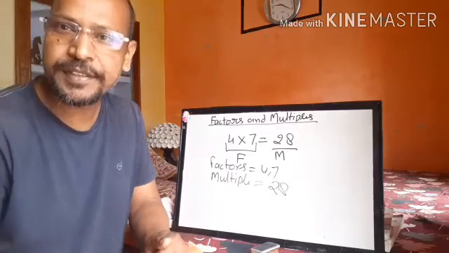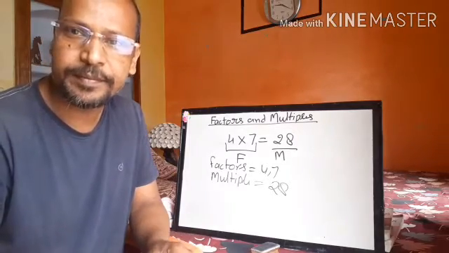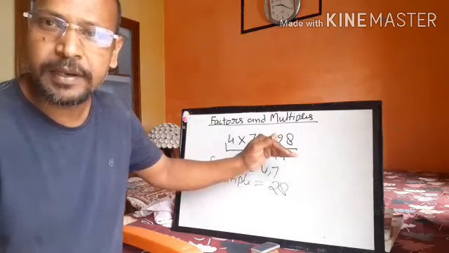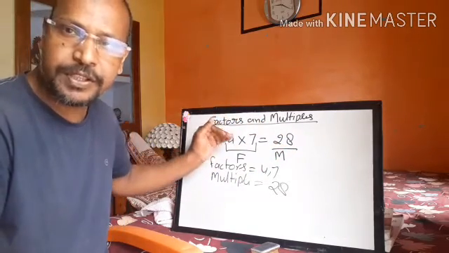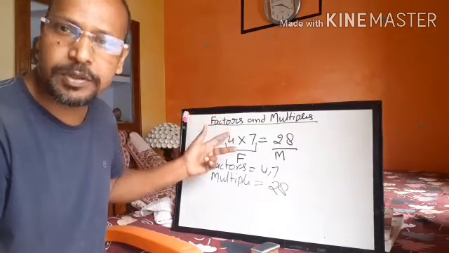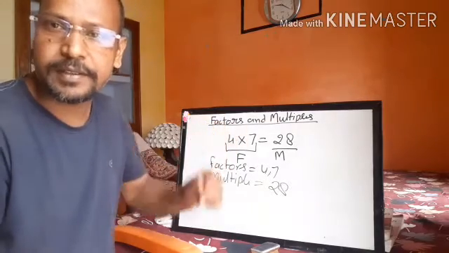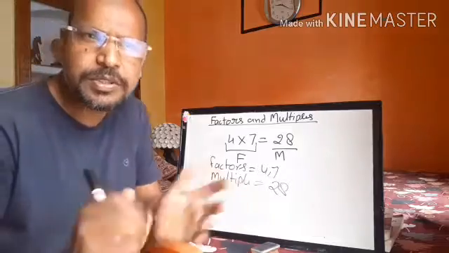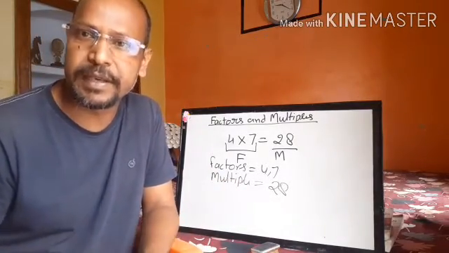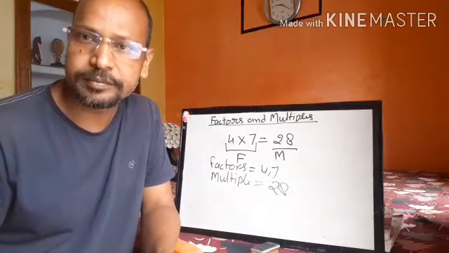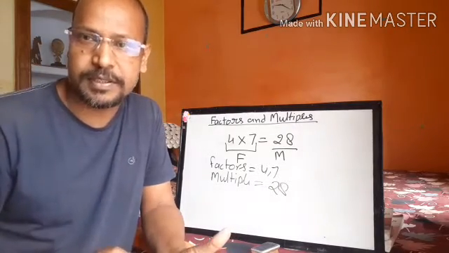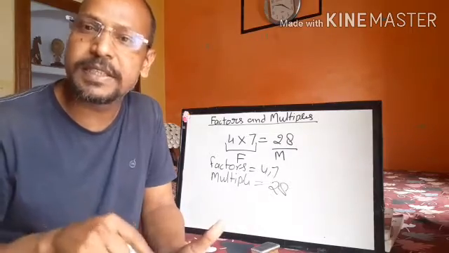So understood or not? The product that we get is the multiple, and the numbers by which this product is obtained after multiplying 2 or more than 2 numbers are the factors. So there is a simple way to find the factors of a given number. Think by which numbers the given number is divisible.